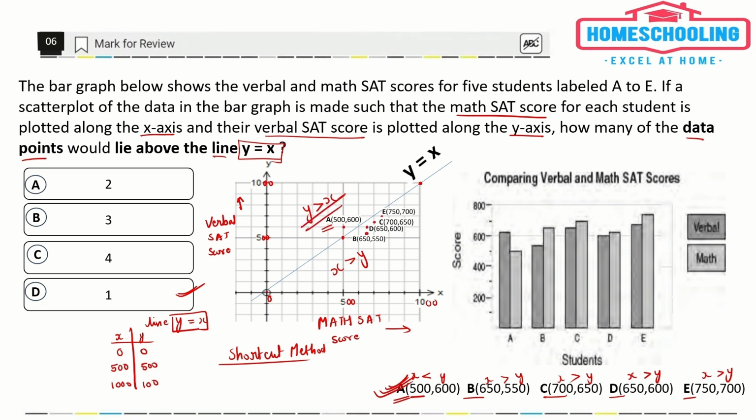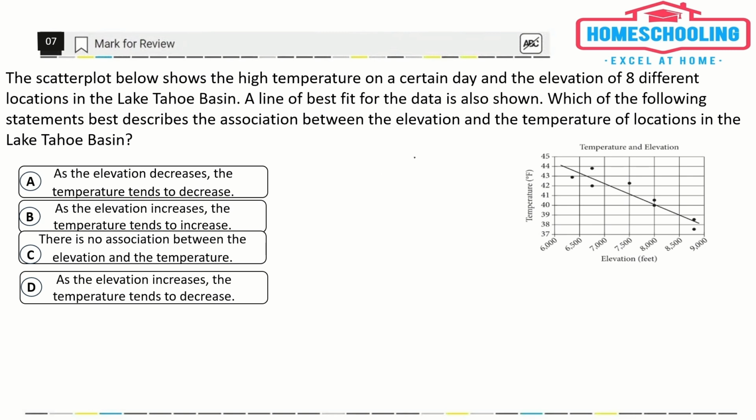Now moving to the next question. Question number 7. It says that the scatterplot below shows the high temperature on a certain day and the elevation of 8 different locations in the Lake Tahoe Basin. A line of best fit for the data is shown. Which of the following statements best describes the association between elevation and temperature? On the x-axis we have elevation, and on the y-axis we have temperature.